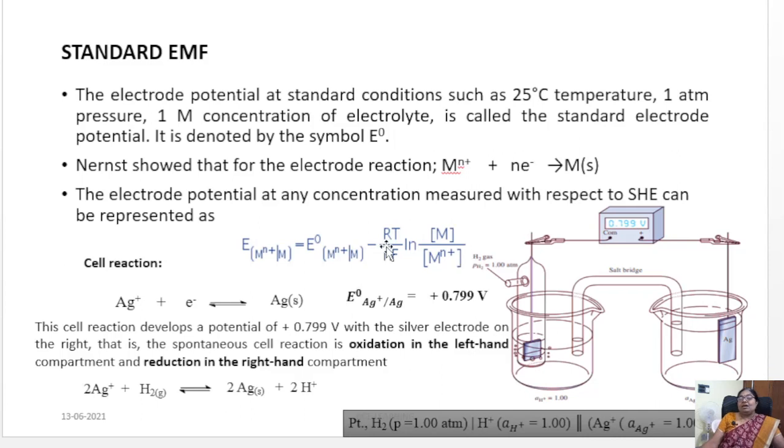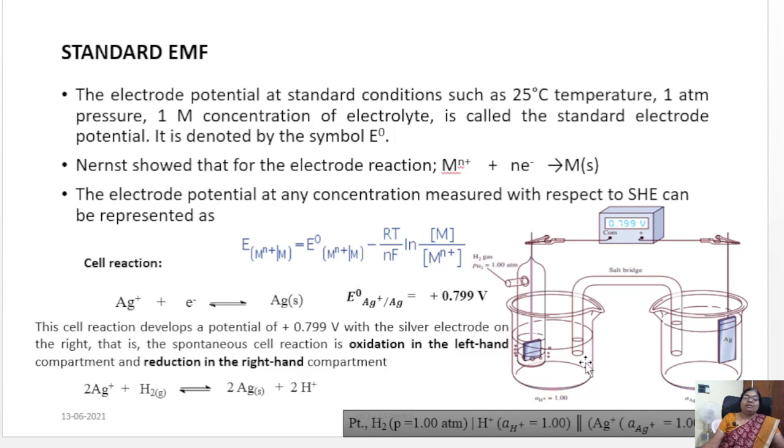R is the gas constant, T is the temperature, n is the number of electrons involved, and F is the Faraday of electricity, which is 96,500 coulombs per mole. Here the silver electrode is combined with a hydrogen electrode. The cell EMF, the cell potential, is equal to plus 0.79 volt.